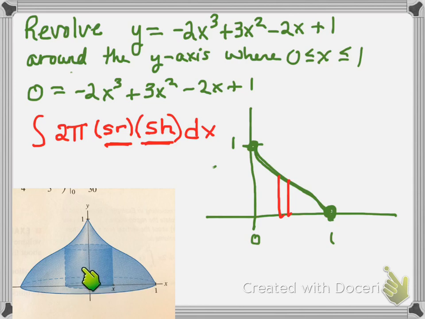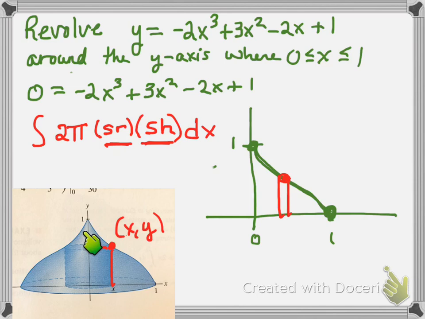Well, the shell radius would be the distance from here to here. And as your shells change in size, here to here, here to here. But it will always be from the center out to this polynomial function. And so this point right here or right here is kind of what you're referencing. So my shell radius would be the distance from here to here, which is the x value of this point. And your shell height, the height of this shell, is going to be the y value of this point.